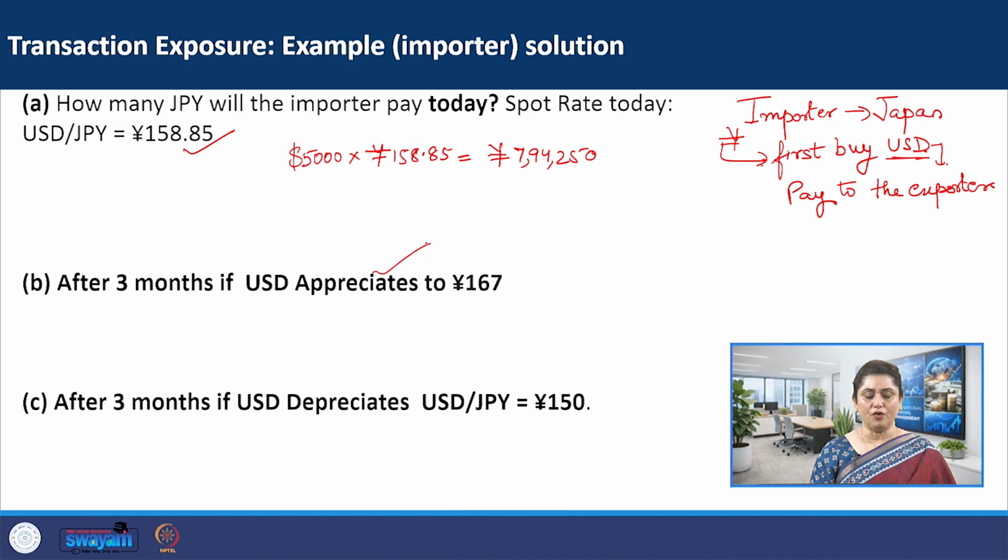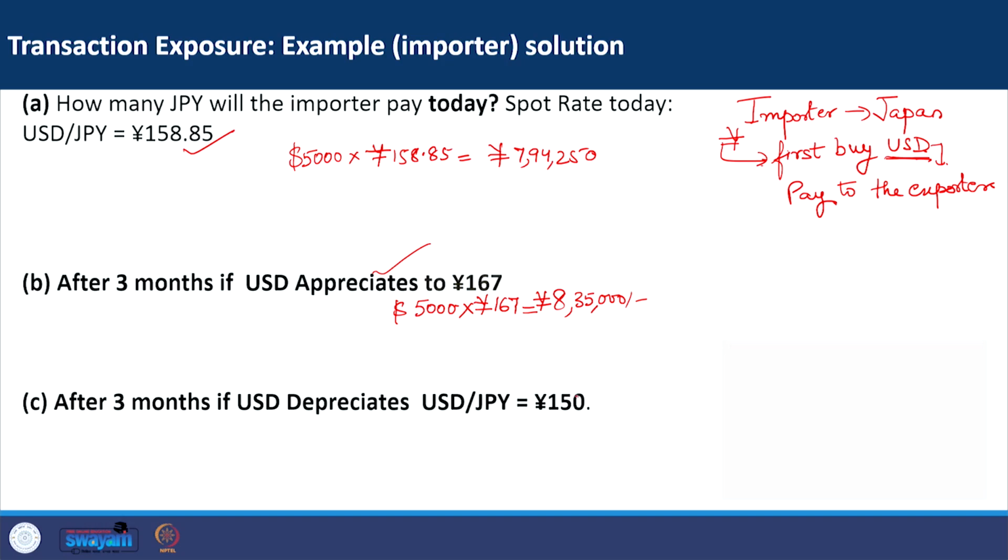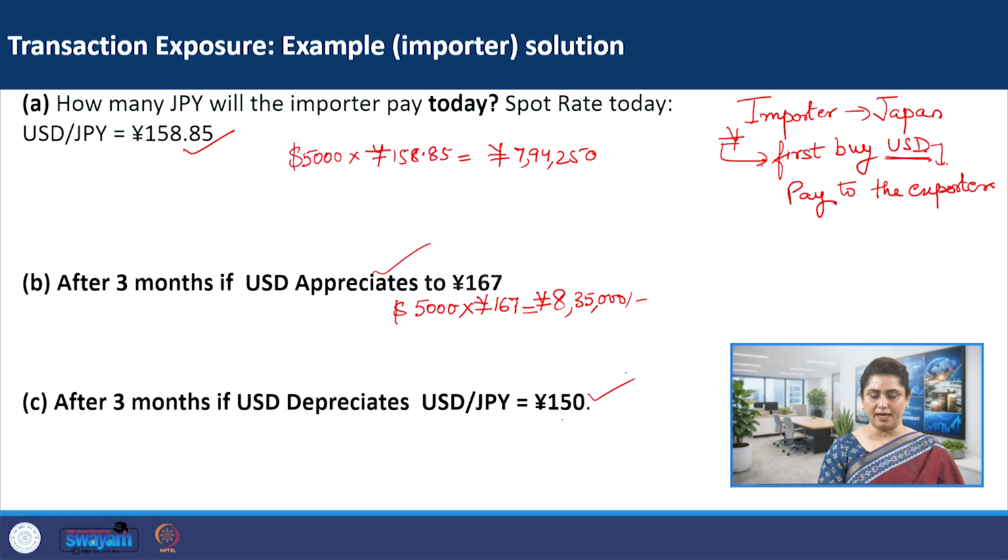Now let's say the USD appreciates. Now it becomes more expensive to buy USD, and hence it is adding on to the payable of the importer. Now if he has to first buy the USD, and here the cost of 1 USD becomes 167, and hence the total money that he has to pay in terms of his own currency, that is domestic currency, is yen 8,35,000.